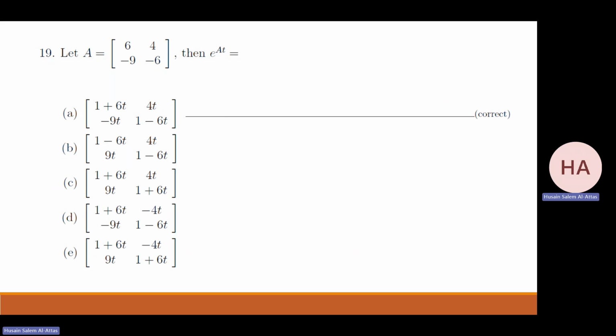Okay, and let's find e to the power At. Is this nilpotent? Let me check. A is [6, 4; -9, -6]. What will be A squared? That will be 36 minus 36, 0. Good. 24 minus 24, 0. Minus 54 plus 54, 0. Minus 36 plus 36, 0.